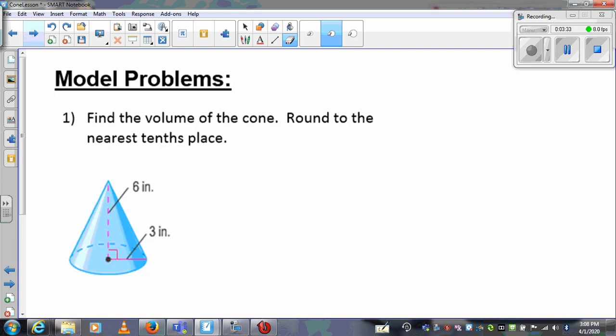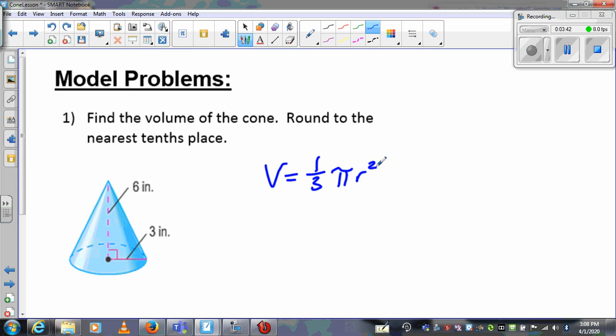All right, so now let's use that formula. Our formula here is V is equal to, I said it's 1/3 of the cylinder. So here you go. That's why I'm multiplying it by 1/3. 1/3 pi r squared h. So V is equal to 1/3 times pi times the radius, which in this case is 3, squared, which is 9.